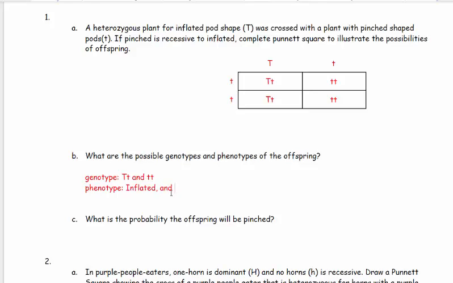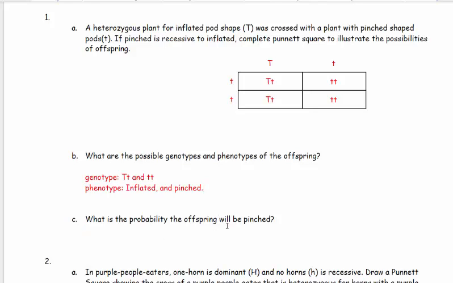And if we look at the other option, small, small, both genes are in agreement. They both communicate that the pod will grow up to be pinched, which is the recessive trait. Okay. Hopefully there are no questions on part B and that makes sense to you as well. Okay. Let's continue on to letter C.